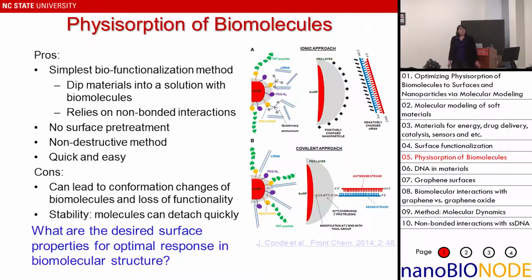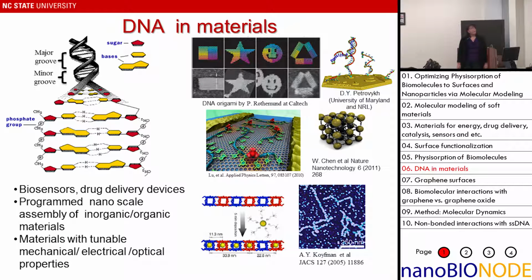So the biggest question in physisorption, again, is what are the desired surface properties that will give you control over the secondary structure or a property of the biomolecule? And that's what we are interested in. For the first part, we're going to look at DNA molecules, and in general, my group likes working with DNA. DNA is used in a variety of material science projects.